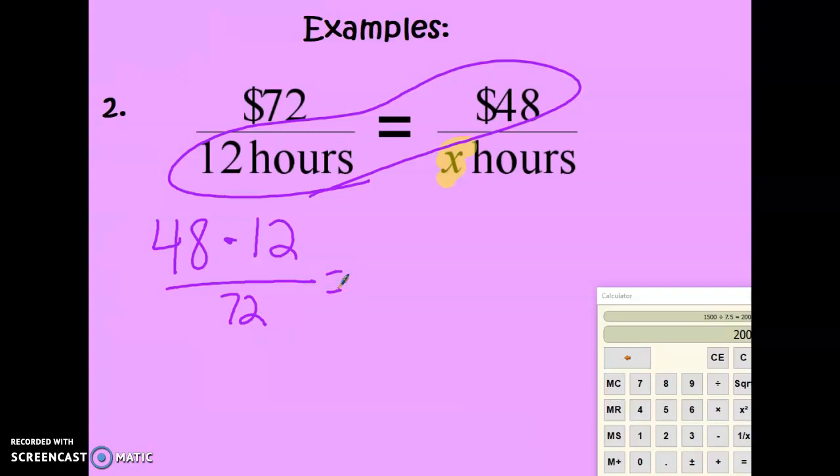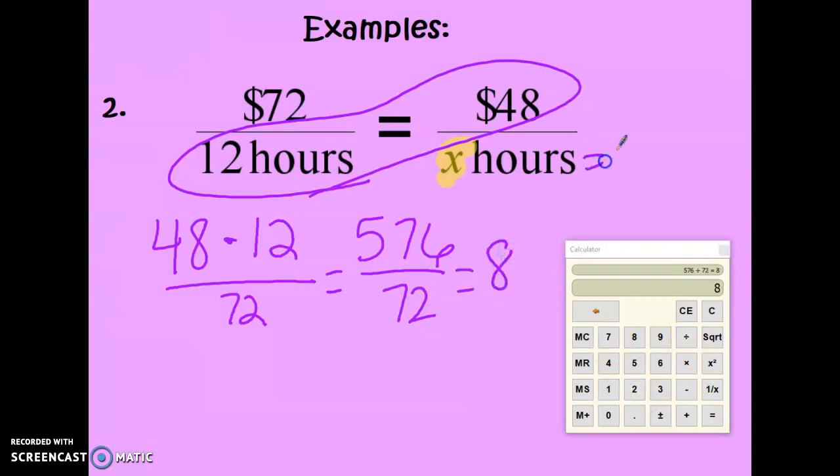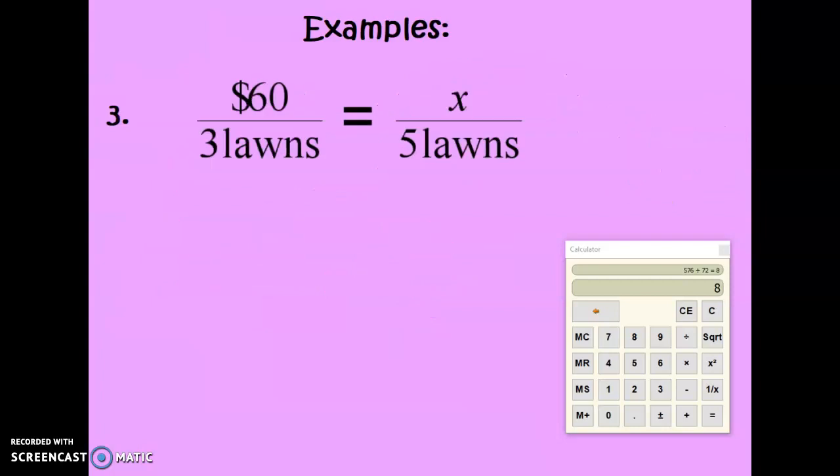Okay, we have to do it one step at a time. So 48 times 12 gives me 576, I'm going to divide by 72. And that gives me 8. Okay, so my X here is 8 hours. Okay, let's look at another one.